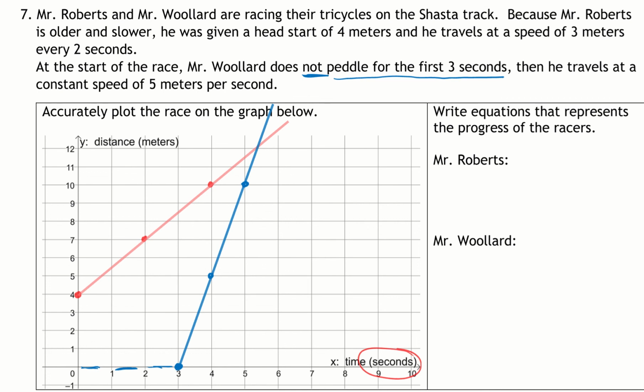Writing the equation for Mr. Roberts is pretty straightforward because I can see both my y-intercept and I also see the slope triangle, right? I can see a rise of 3 and a run of 2, and the y-intercept is at 4. So this equation is y equals 3 over 2 times x plus the head start of 4 meters.